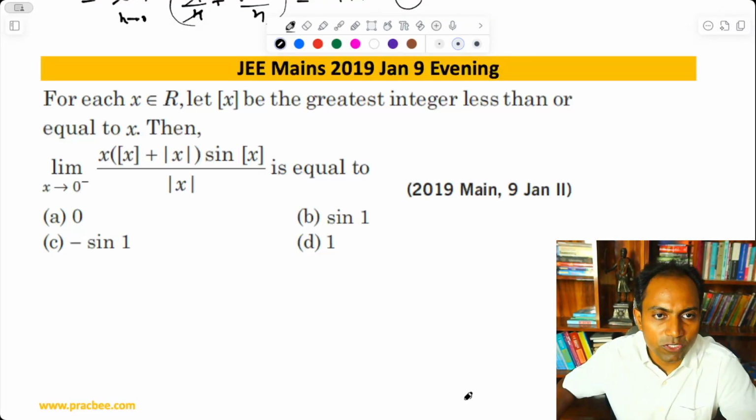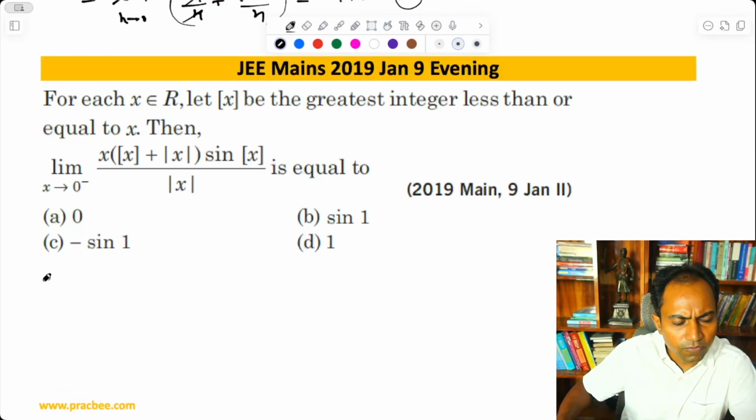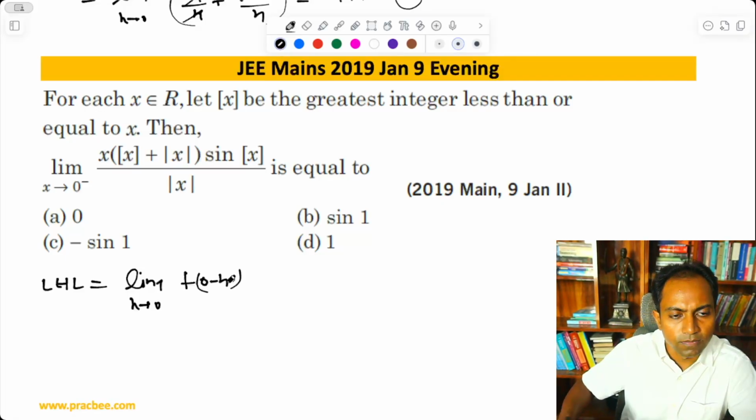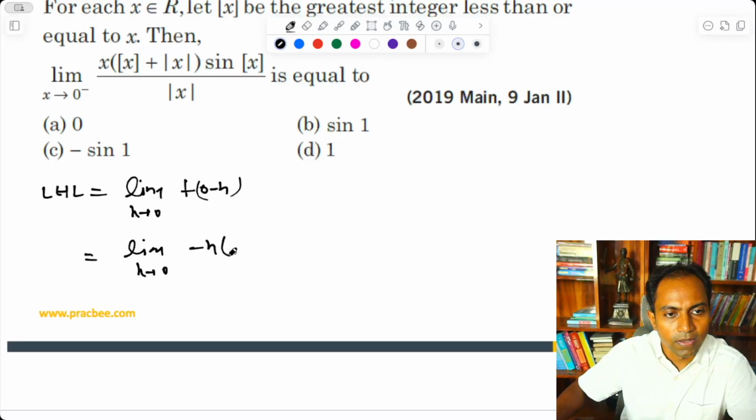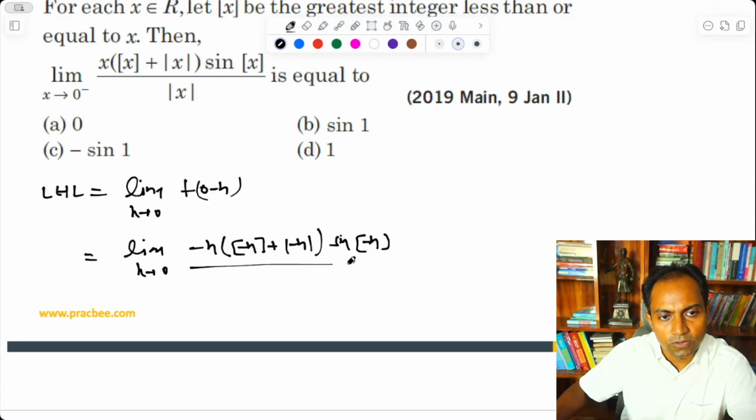Now again, you can pause the video and try and solve this question. Not a very difficult question. Now they have asked us to find out the value of LHL. So again, limit h tends to 0, f of 0 minus h will come. And if I interpret this, let us see what do we get. So this becomes limit h tends to 0, minus h, greatest integer function of minus h, mod of minus h, and then sine of greatest integer function of minus h.